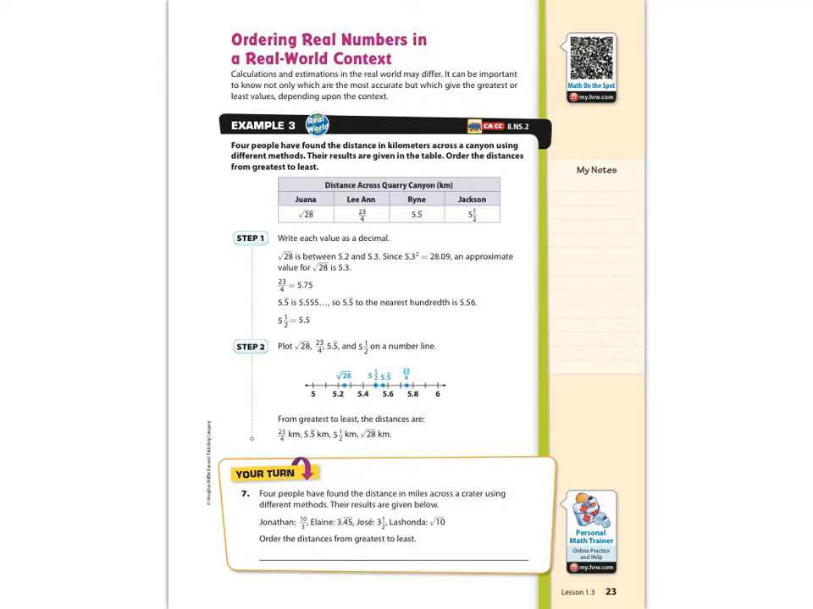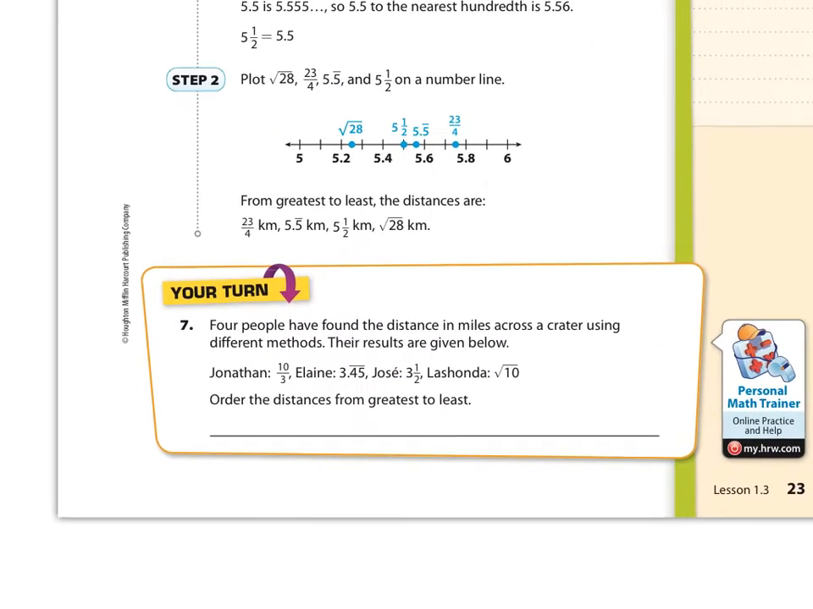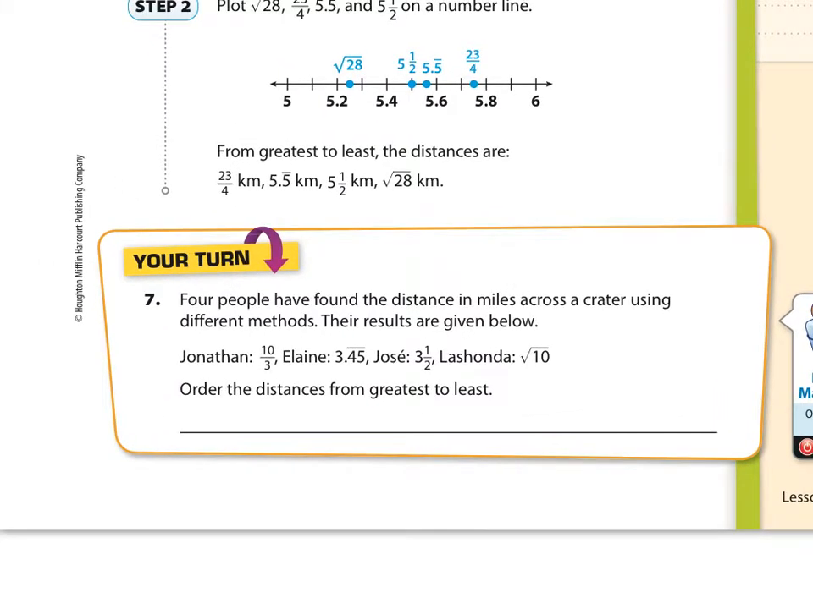And the last type of problem is ordering real numbers in a real-world context. And this is just taking a situation, and they're going to give you numbers, and they're going to want you to put it in order. So this is really no different than the ones that we've already looked at. So I would suggest you try the your turn. You have 4 different numbers here, and you want to put those in order. So I'm just going to give you the solution here so that you can check your answer. Go ahead and give it a try though.